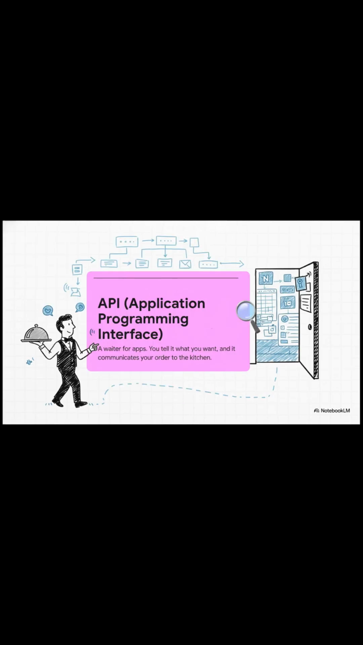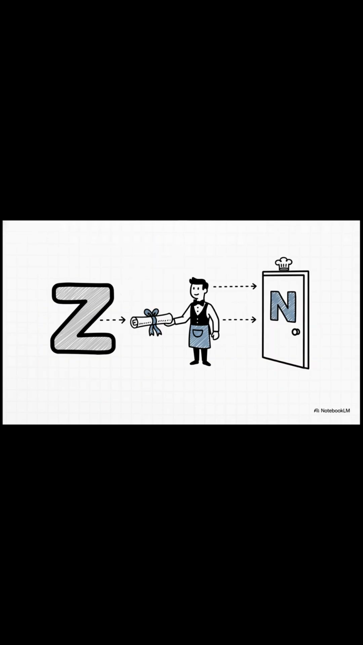To get around that wall, we need to talk directly to Notion's kitchen, and we do that using its API. Now, don't let the acronyms scare you. This analogy is perfect. The API is just a waiter. You don't go into the kitchen yourself. You just give the waiter a very specific order, and they handle all the communication for you. So how do we talk to this waiter? Well, we use a special tool that's already built right into Zapier. It's called Code by Zapier.